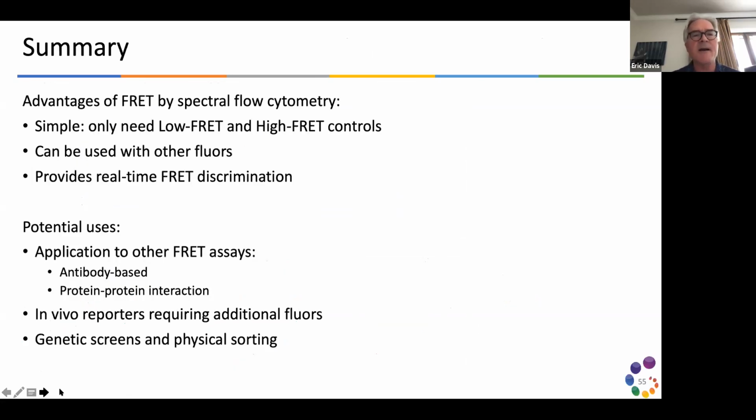So in summary, measuring FRET by spectral flow cytometry is very simple. You only need low FRET and high FRET controls. You can use it with other fluors, and it provides FRET discrimination in real time, which is critical and novel. You could use this not only for reporter assays, but antibody-based studies and to measure protein-protein interaction. I think you could use it with in vivo reporters and in a genetic screen, which would require physical sorting based on FRET. That is the end of my presentation.